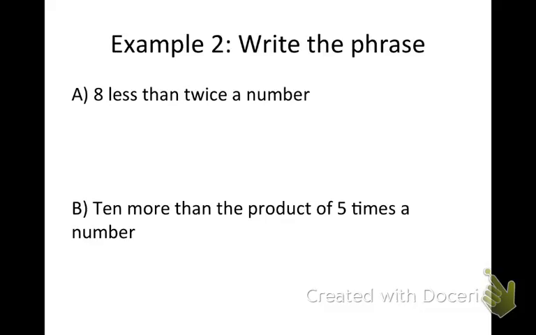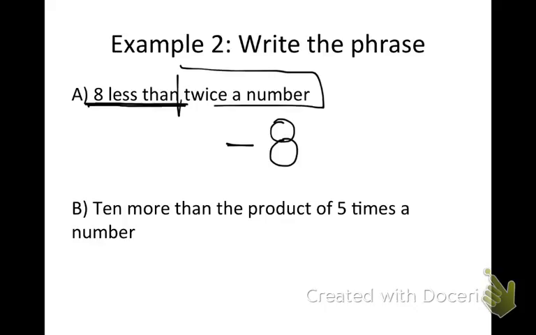Here's example 2. So write this in your notebook. So we're going to write the phrase, I want 8 less than twice a number. So I'm going to break this into smaller parts. I want 8 less than. So I know I need to take 8 away from something. And that something is twice a number. So twice, and my a number is a variable, I like to use x. So this is how I would write that phrase, 8 less than twice a number.